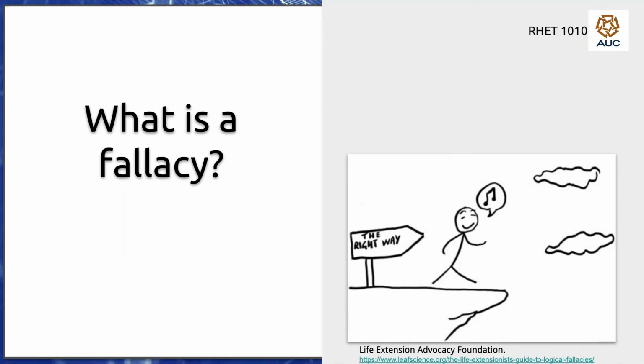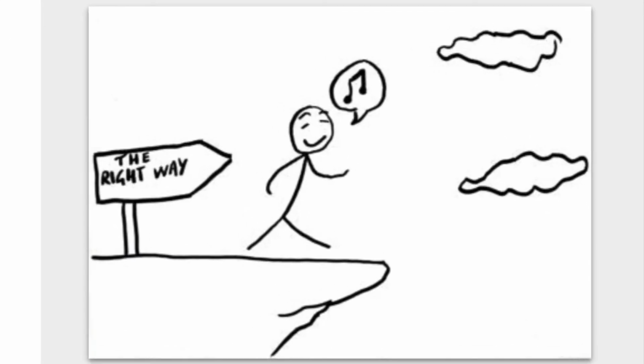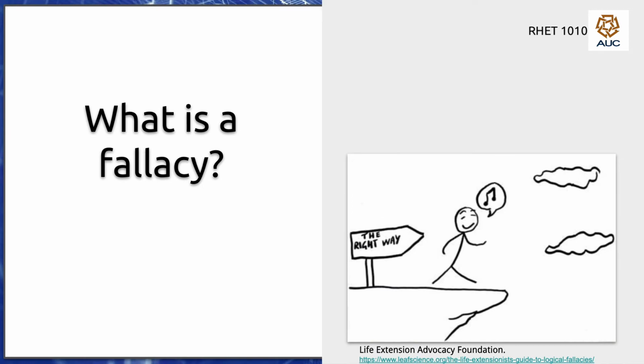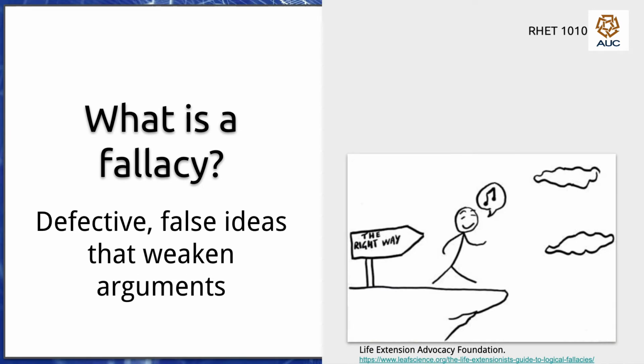Let's start by asking, what is a fallacy? Have you ever heard the word before? Do you know what it means? Well, if you take a look at the picture, you can see the guy who thinks he's walking along the right way, whistling his tune, but he's actually about to walk off a cliff. And a logical fallacy is something that seems like it's logical, but actually it's leading to a logical cliff. You're in danger of being illogical when you do it. So they're defective, false ideas that weaken arguments.